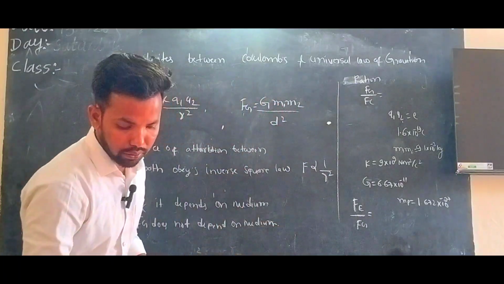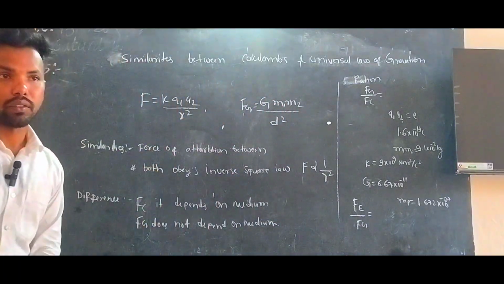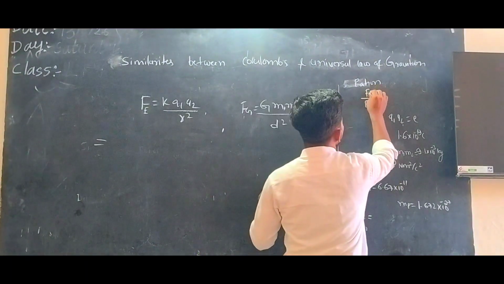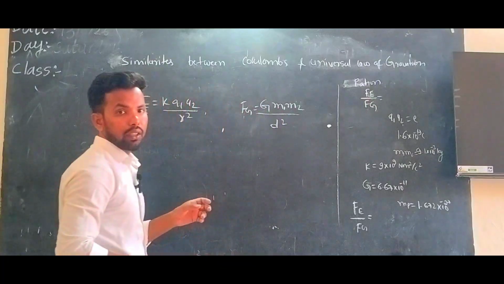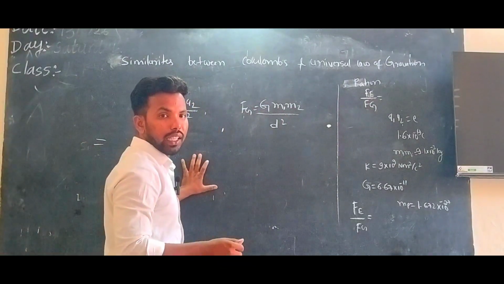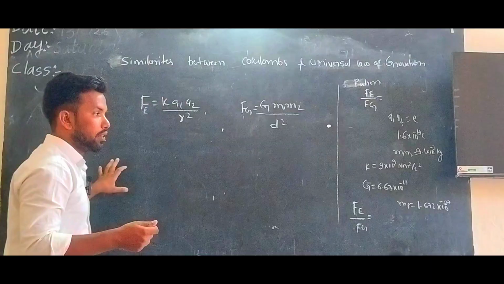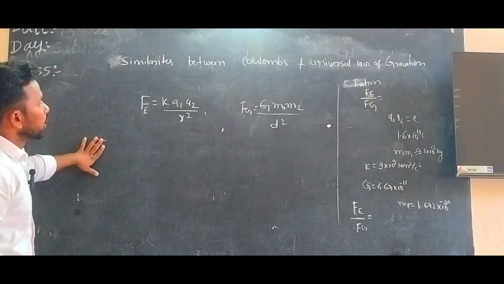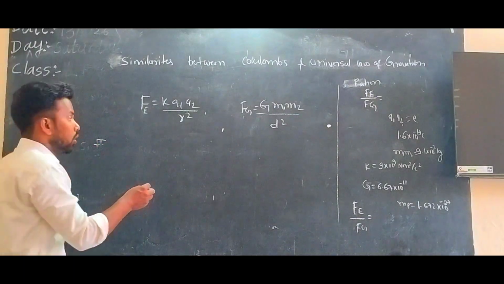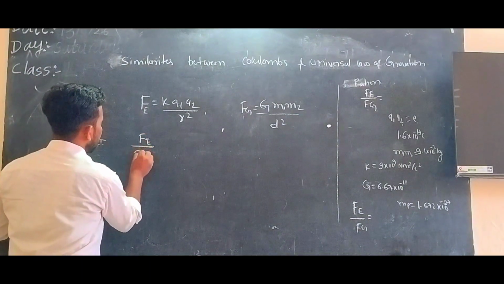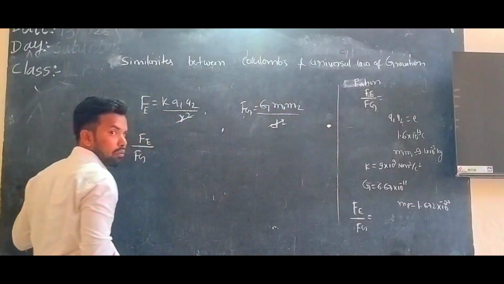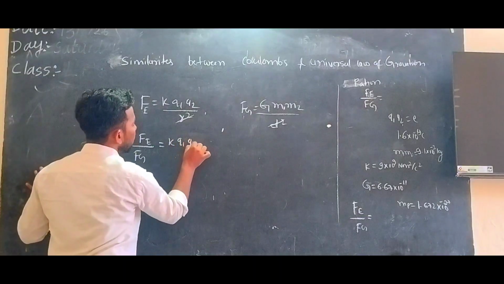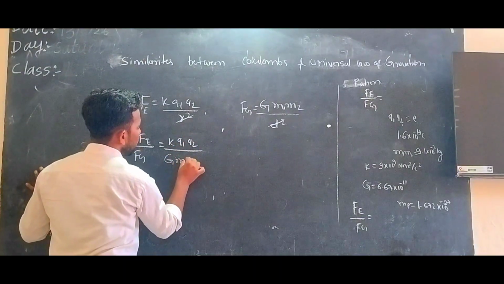How to find it? What is the relation there? Look at it. Fe means electrostatic force, Fg means the universal law of gravitational force. So you have to find the ratio Fe by Fg. Here let us assume both are at the same distance, so this cancels. K into Q1 into Q2 divided by G into M1 into M2.